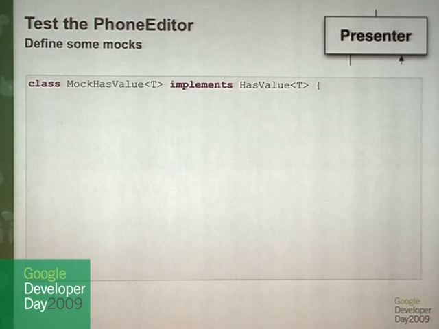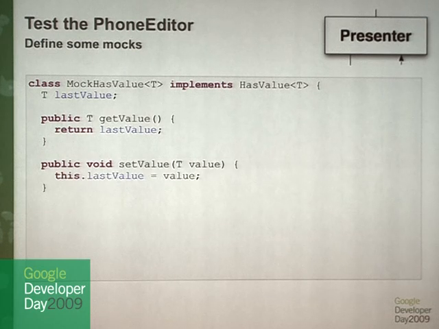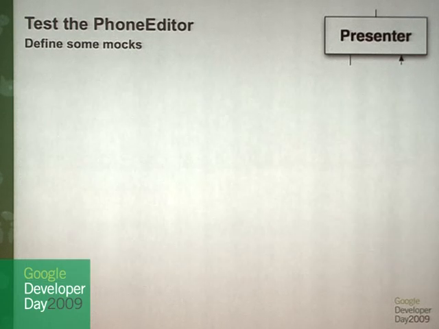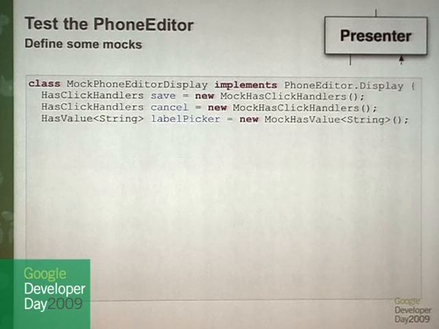Now a mock has value. Again, some silly one-time work that we have to do. We want to save the last value that's put in. So the set value method just says last value equals value, and we'll just reuse this as well. We need a mock phone editor. Mock phone editor display, and this is where we set it up.